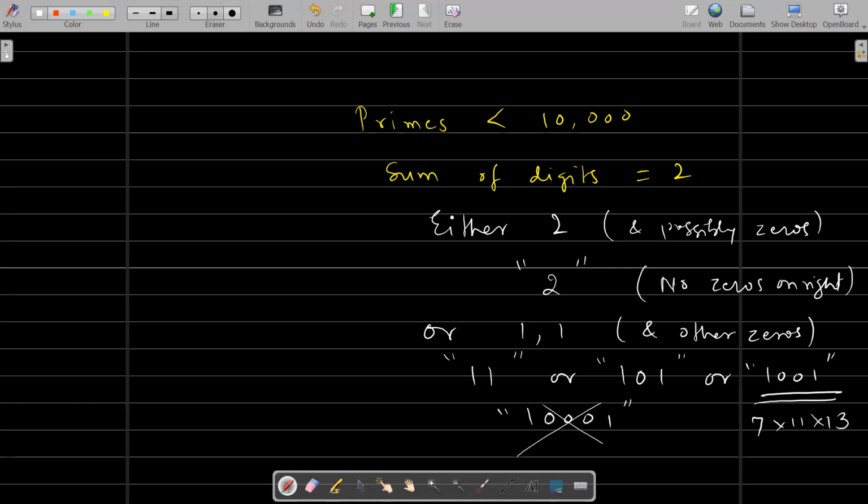Sir, what is the thing that you have written in the bracket? Possibly zeros. With a 2, I had to keep zeros on the left side, right? You can put any number of zeros, ultimately that number is 2. I can't put them on the right side, because then that's an even number and that's not prime.